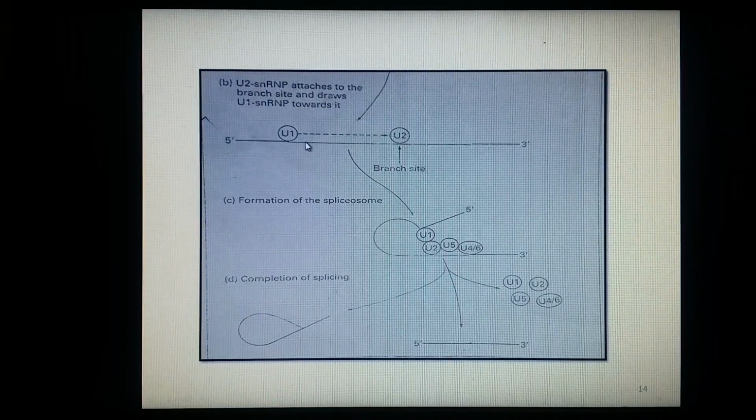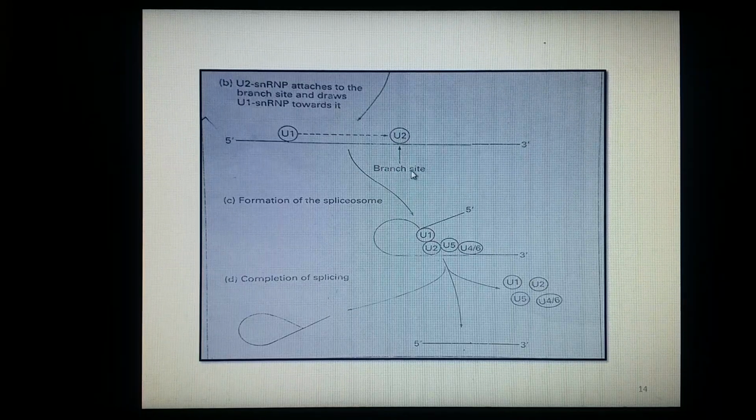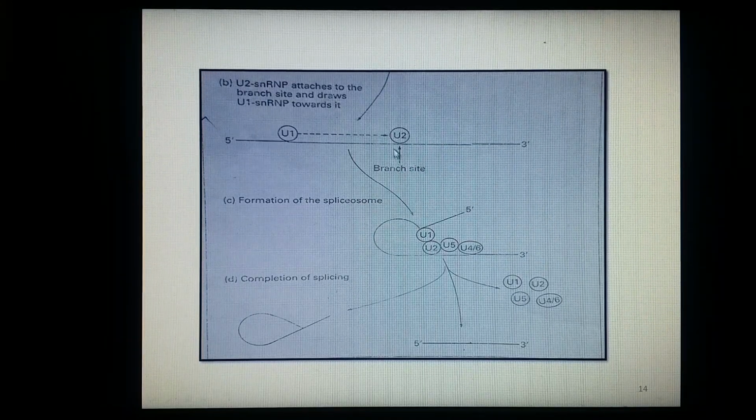So here this U1 is attached to the 5' site, whereas this U2 attaches to this branch site, which is near the 3' end. It is not the 3' end, because the 3' end is basically the acceptor site. The branch site is near it, as I have told you before. So this U2 has affinity for U1, and as a result it will attract this 5' site.